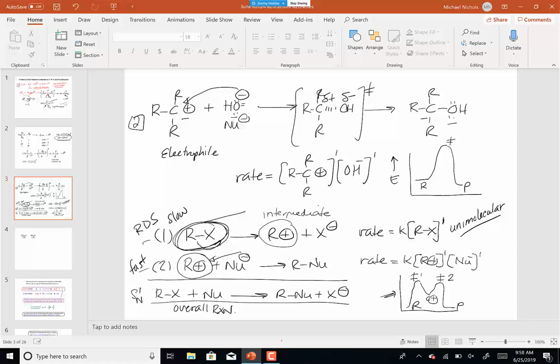But that's one of the ways I could tell. If I doubled the concentration of the nucleophile and the rate didn't double, it would be SN1. If the rate did double, it would be SN2. If the rate was somewhat in between, then I've got some molecules doing SN1, some molecules doing SN2. Everybody with me so far?